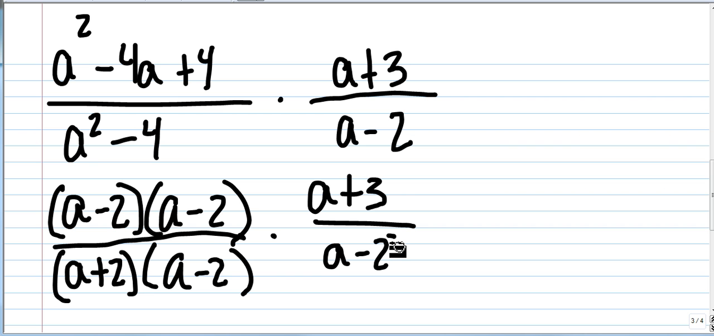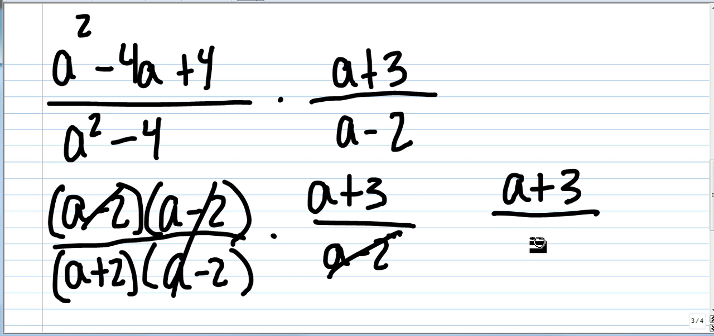Okay? So now what can cancel out? An a minus 2 can cancel out here. Is there anything else that we can cancel out? Another a minus 2 here, right? So now what do we have left? We have an a plus 3 from here. And then on the bottom, we have a plus 2.